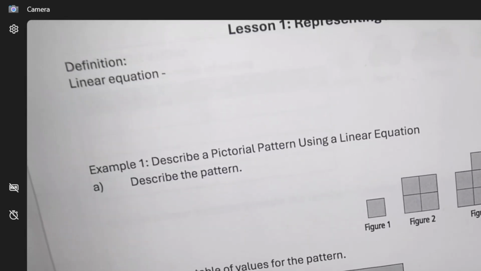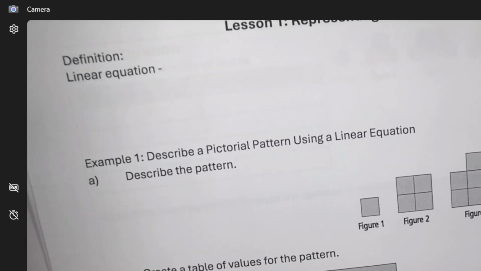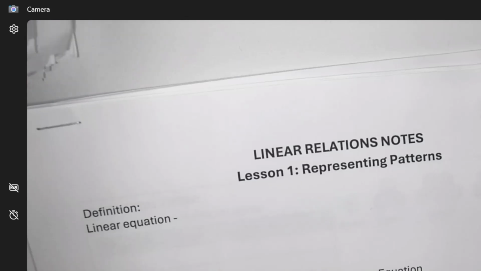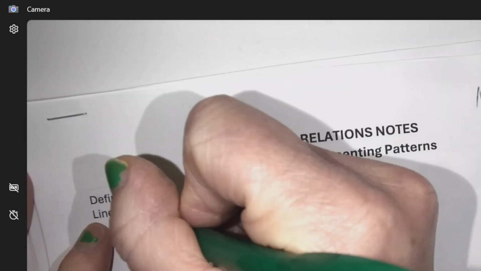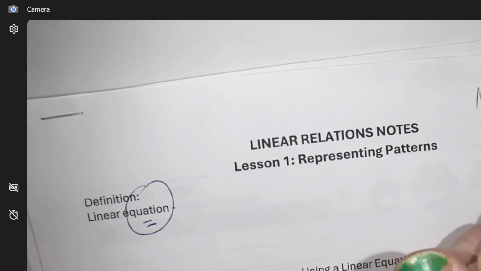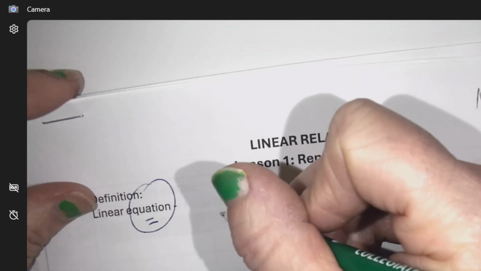So the first thing talks about a linear equation. A linear equation is an algebraic equation. So an equation must have a what in it? Variable. An equation must have an equal sign. Okay, so linear specifically deals with a relationship of variables, and it has to only go to a first degree.